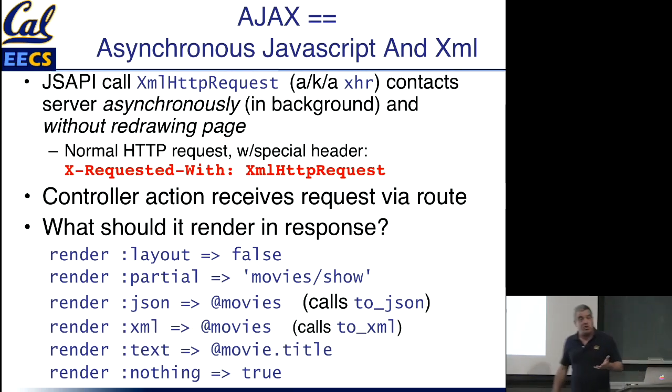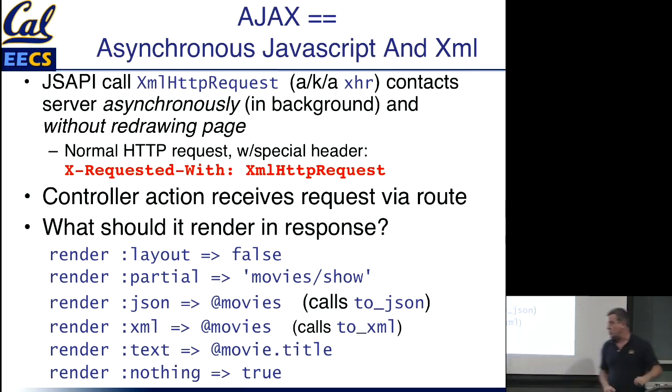You can send just a string. Maybe it's a really simple AJAX call that's just waiting to fill in the value of a piece of text on the page. So you can just send back a bare ASCII string. Or you can send back nothing, which basically says, I'm sending a successful response header. So I'm affirming that the request was successful, but there isn't anything to display.